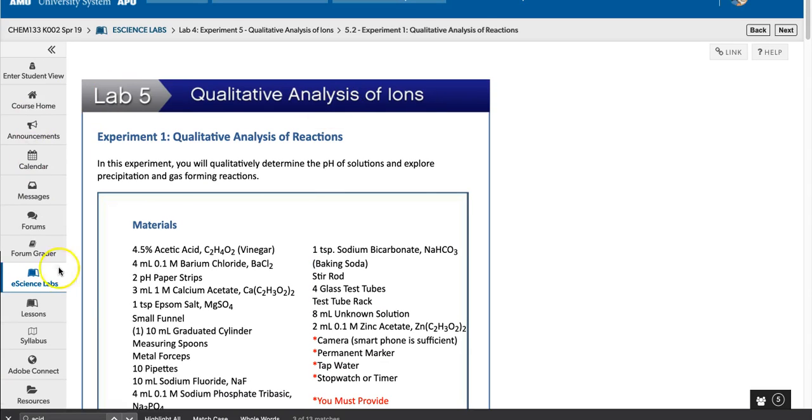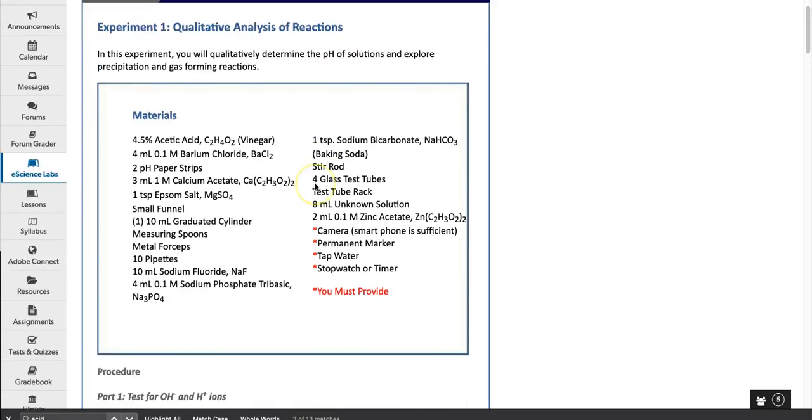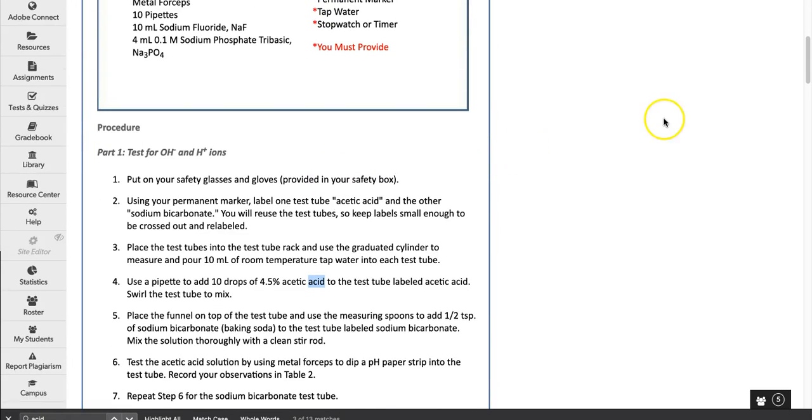So what I typically do from the eScience Labs, you can see up here, I went to eScience Labs, the Lab 4, and then clicked done. Well, I went through each of the links. I think there was 4 of them. This is the third one, Experiment 1, Qualitative Analysis of Reactions, and this is where the instructions are.